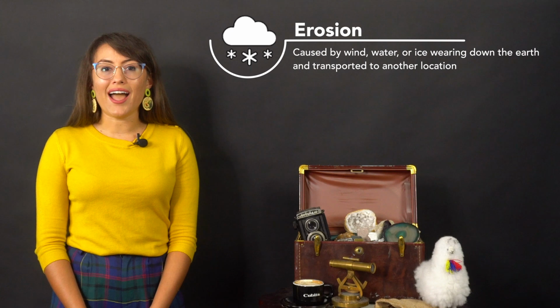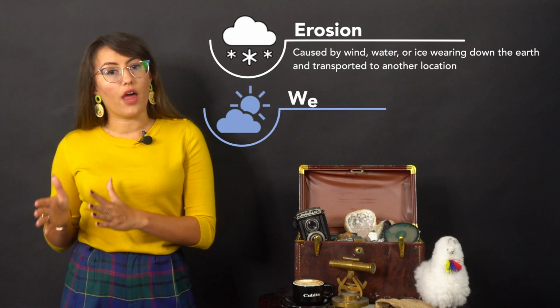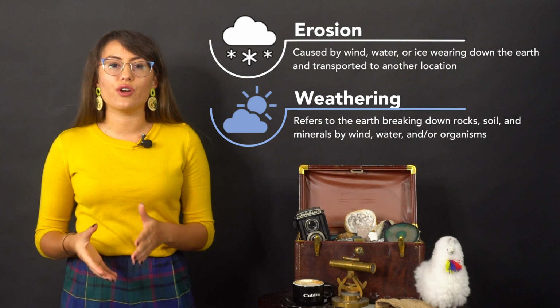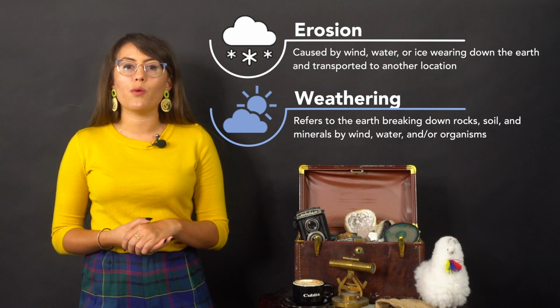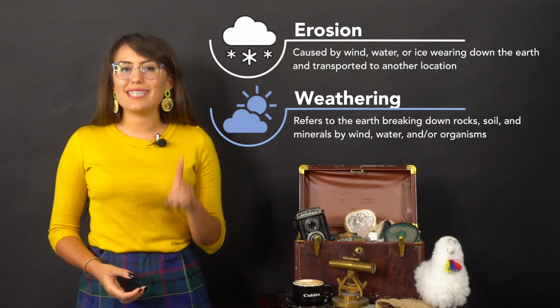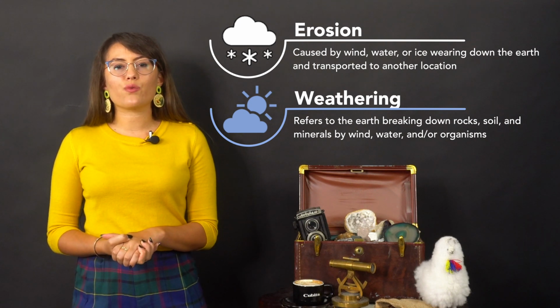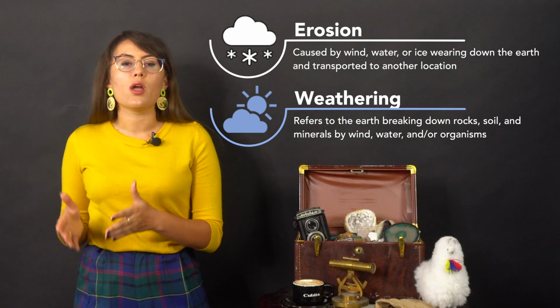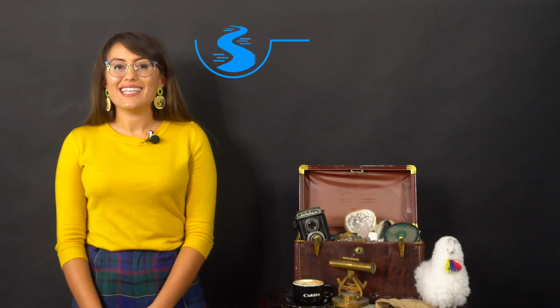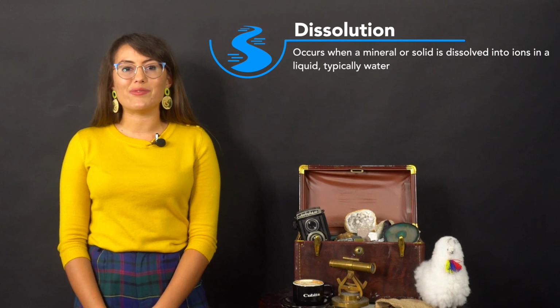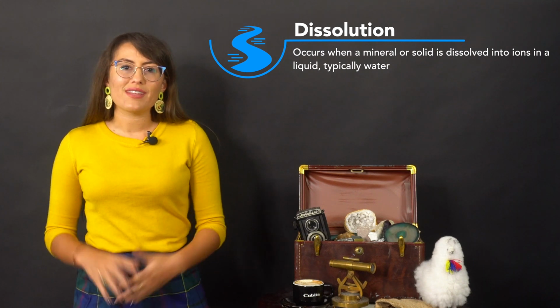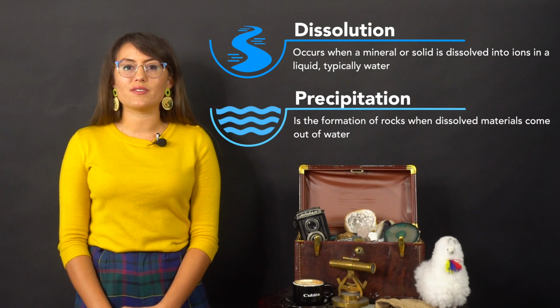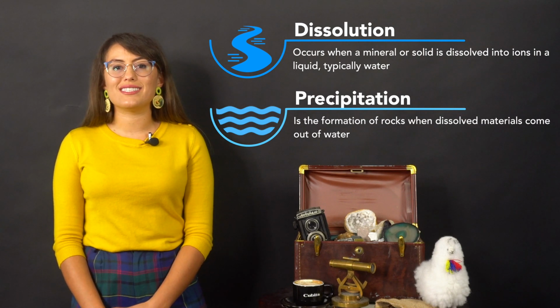caused by wind, water, or ice wearing down the earth and transported to another location. Weathering refers to the earth breaking down rocks, soil, and minerals by wind, water, and/or organisms. The main difference between erosion and weathering is that in erosion the particles are transported elsewhere, whereas weathering occurs in place. Dissolution occurs when a mineral or solid is dissolved into ions in a liquid, typically water. In contrast to dissolution, precipitation of sedimentary rocks is the formation of rocks when dissolved materials come out of water. Lithification is when sediments are compacted gradually into solid rock as a result of pressure.